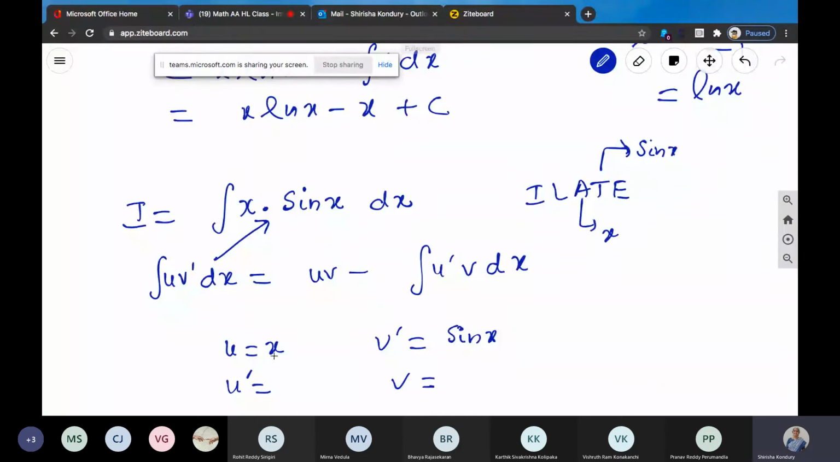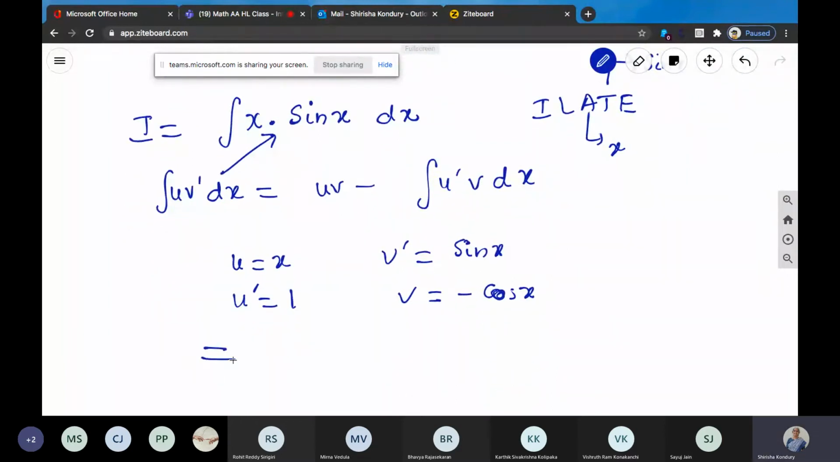Sayuj, you can help us? What is U dash and what is V? Ma'am, U dash is basically 1 and V is gonna be minus cos X. Derivative of cos x is minus sin x. So integral of sin x will be minus cos x. Correct.